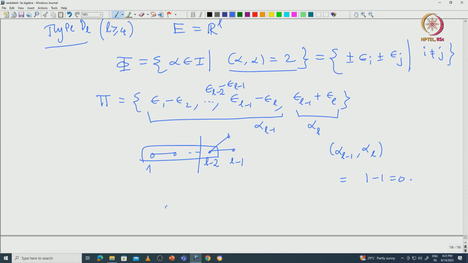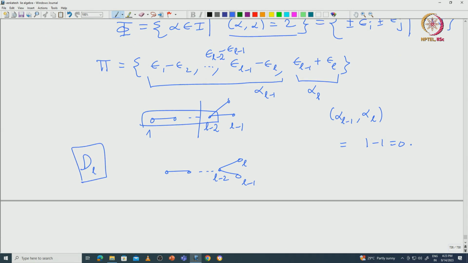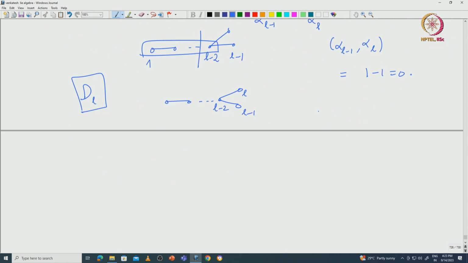So, that means you get exactly the Coxeter graph of type D L. So, this is your L minus 2, this is L, this is L minus 1. Okay. So, this is the D L Coxeter graph. Again, I will leave it to you to determine the Weyl group action on this. Okay. So, that is again not that hard.